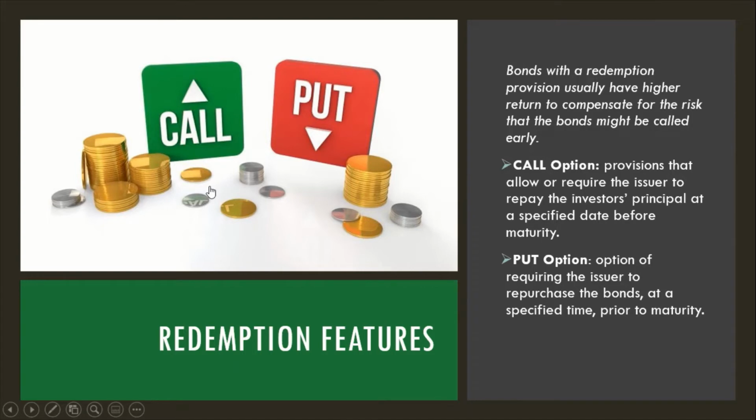Ibig sabihin, on the 3rd year, kapag bumaba yung interest rates, pwedeng i-call ulit ng company yung bond investment mo at babayaran niya na ng buo yung utang mo na, like for example, 500,000, bumaba yung interest rate. Sasabihin niya, sige, babayaran ko na ng buo yung ininvest mo sa akin so that I can sell it at a higher interest rate. So parang ganun siya.